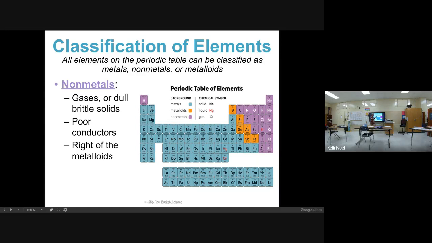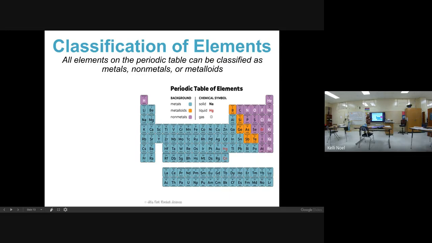Those are your nonmetals. They tend to be gases, or if they are solid, they're going to be very dull and brittle. They're not going to want to conduct electricity, and we tend to say they are right of the metalloids except for hydrogen. Hydrogen's the only one that's on the left.